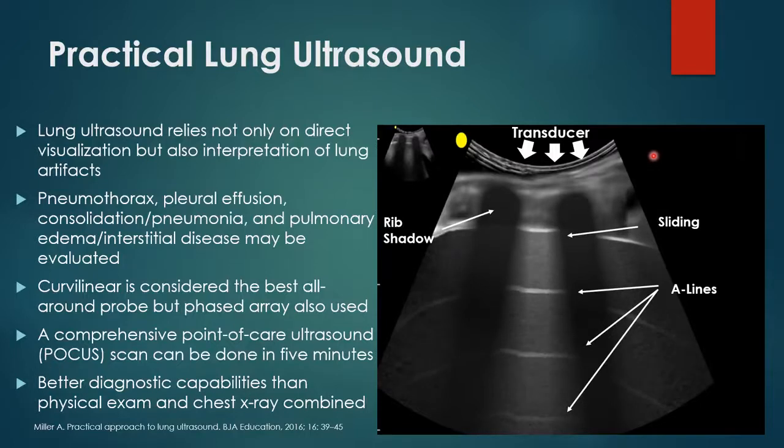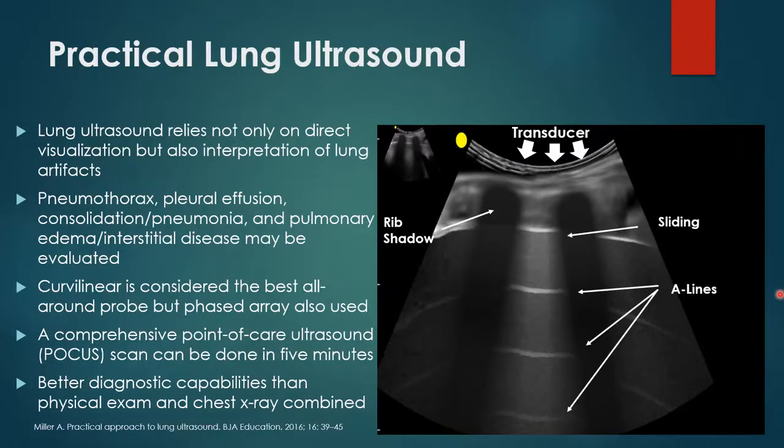Some of the physical findings that you can see along with the sliding phenomenon are pleural effusion, a very anechoic region in the chest. You also see some consolidation as the alveoli become filled with fluid, blood, or whatever. You get some consolidation or pneumonia, which gives it more of an organ-type appearance. And also, pulmonary edema and interstitial disease can be evaluated, but typically through things like B-lines.